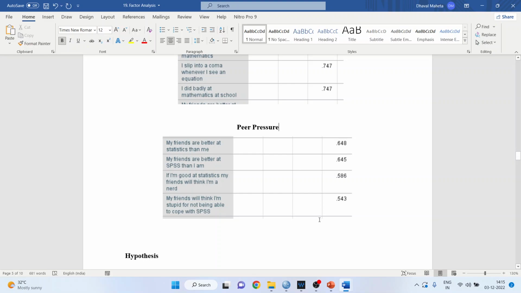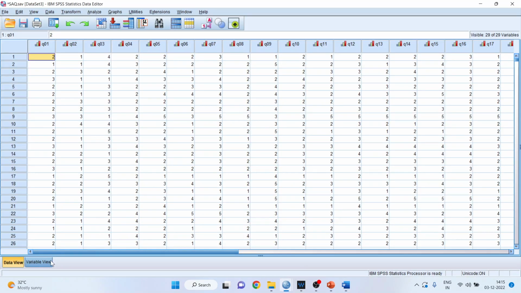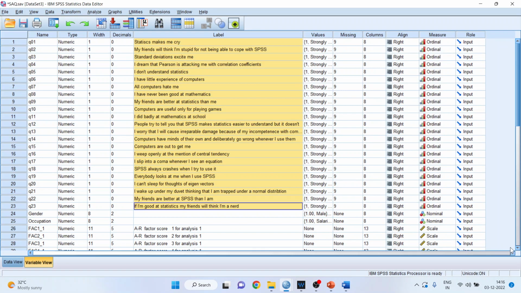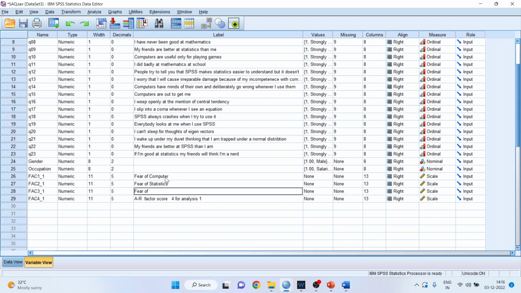So for the factors which have been generated, let's give the names in our data file. I'll go to variable view. You can see that 4 new variables have been generated: factor 1, factor 2, factor 3, factor 4. So what was the first factor? It was fear of computer. What was the next factor? It was fear of statistics. Then fear of mathematics. Peer pressure.